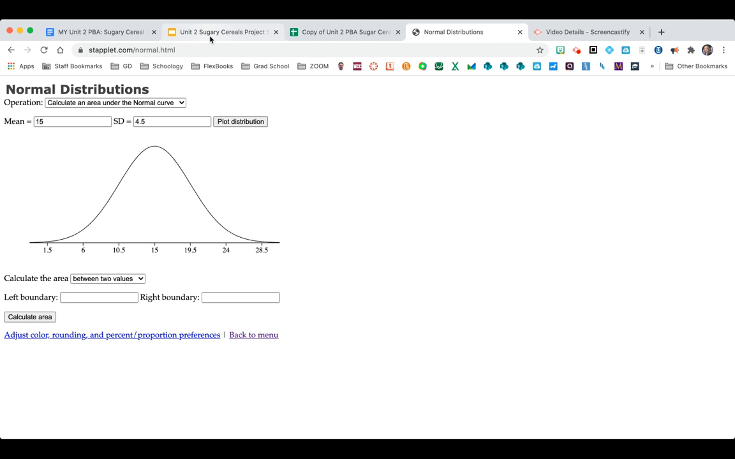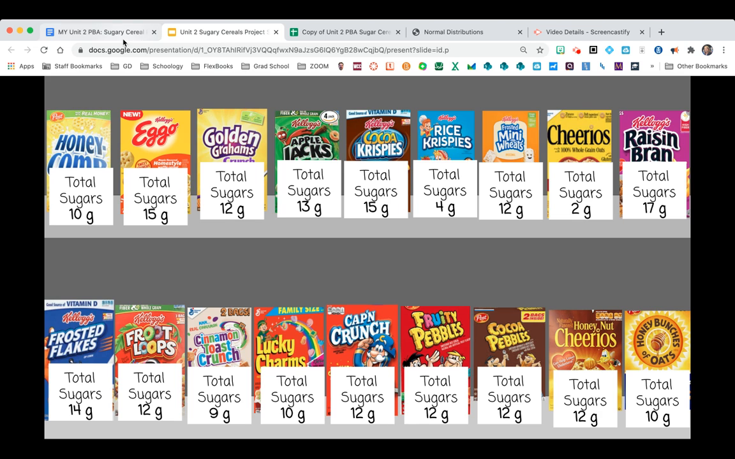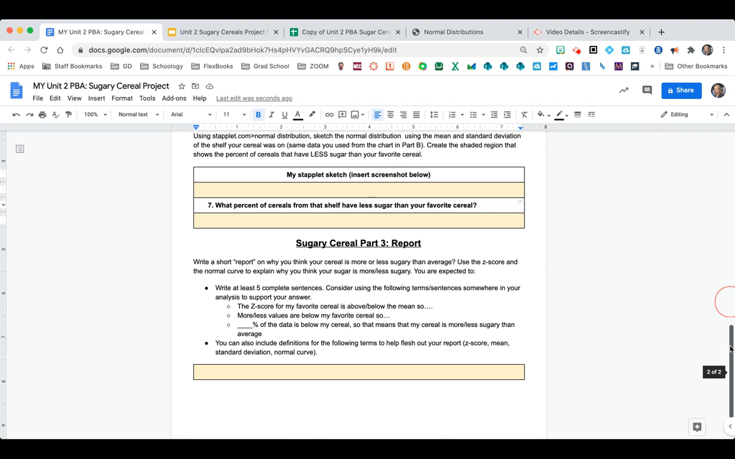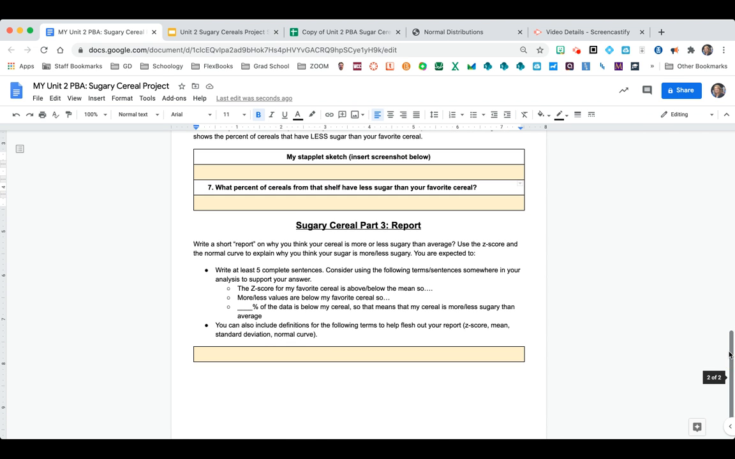I want to sketch the normal curve and show how much cereal is less than my favorite cereal, so less than Apple Jacks. So I would have to input total sugar and then figure out, okay, less than is that left, right, in between. And I'm going to leave that up to you. You should know that from going through the lessons from 2.1 through 2.4. And then you're going to answer number 7. What percent of cereals from that shelf have less sugar than your favorite cereal?